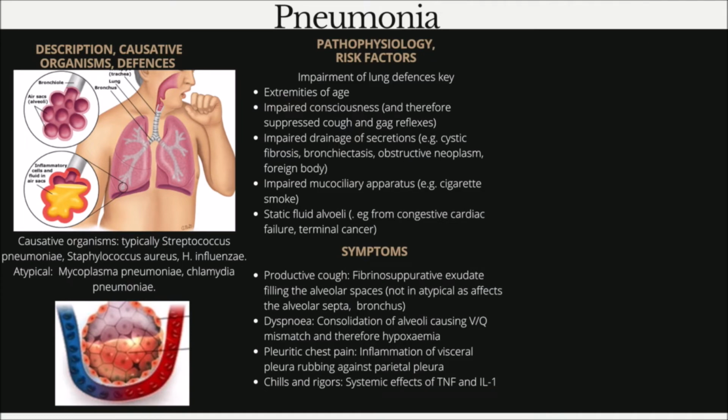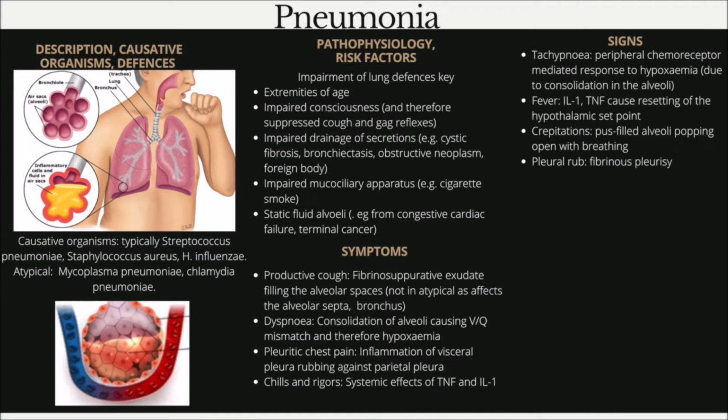On examination, you would elicit signs such as tachypnea due to the peripheral chemoreceptor-mediated response to hypoxemia, which, as discussed before, is a result of the consolidation. And we talked about chills and fevers, and also auscultation could yield crepitations, which are indicative of pus-filled alveoli popping open with breathing. Pleural rub may be heard if the layers of the pleura are rubbing against each other with fibrinous pleurisy.